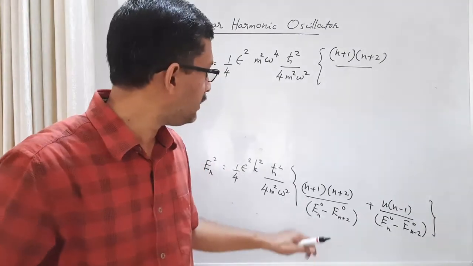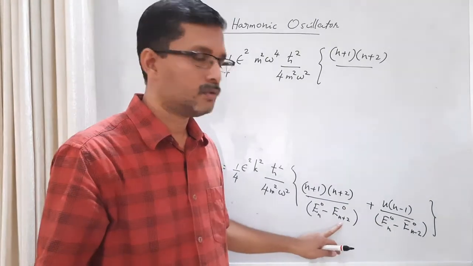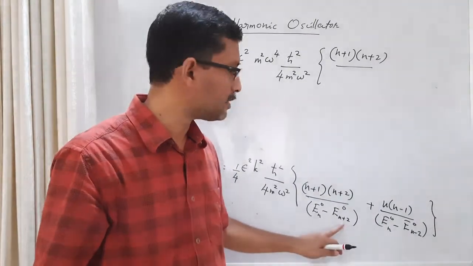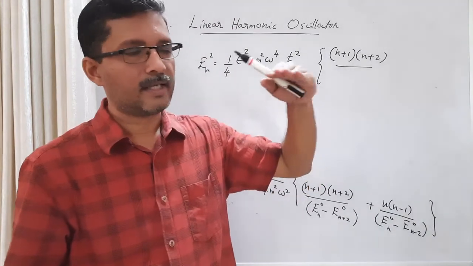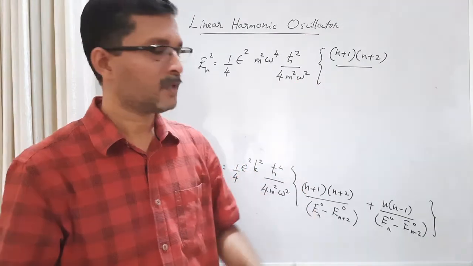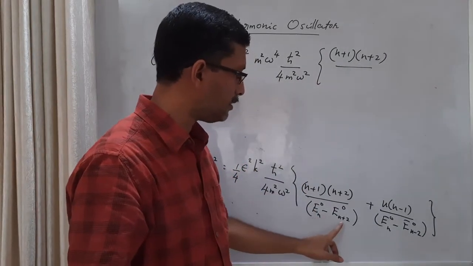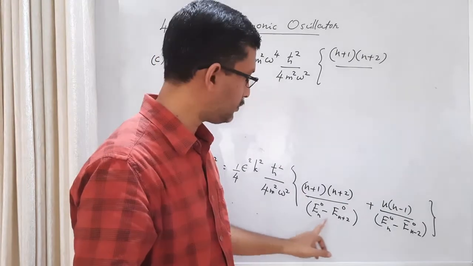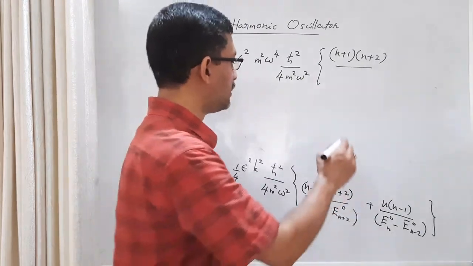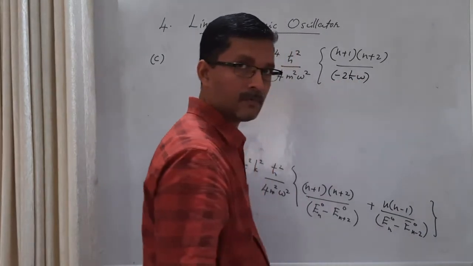Okay, so here we need to take the separation between the nth state and the n plus 2 state. If it is the n plus 1th state, the difference will be h cross omega. If it is the n plus 2 state, the nth state, the next state is n plus 1, the next is n plus 2, so the separation will be 2h cross omega. But here, this is smaller than this one. When you take the difference, this is a lower energy, this is a higher energy, so what you get is minus 2h cross omega.